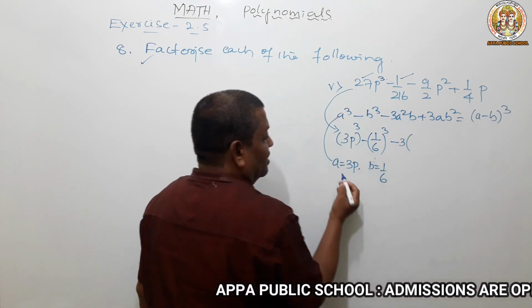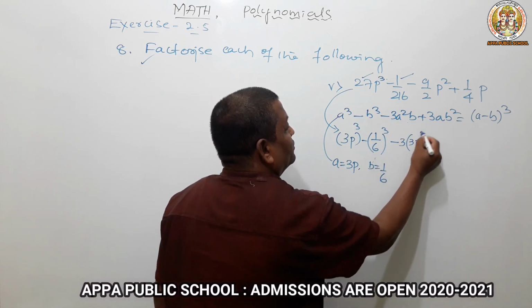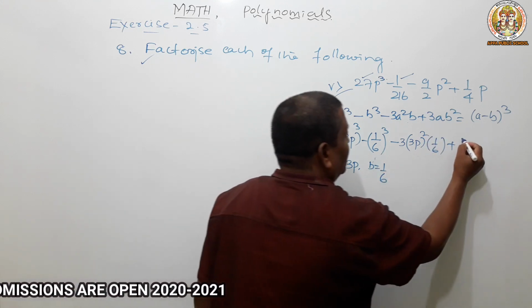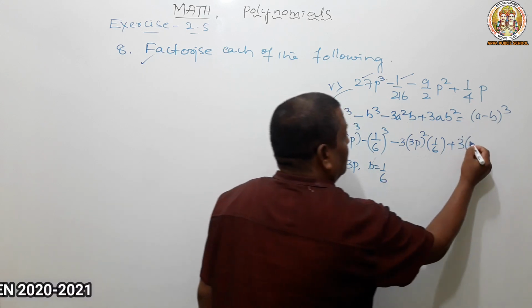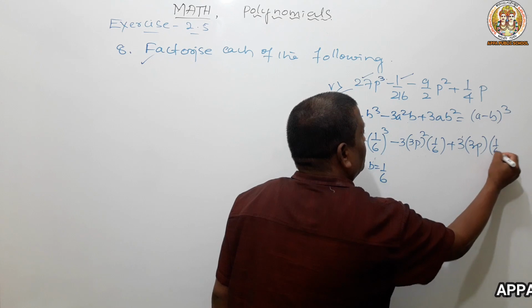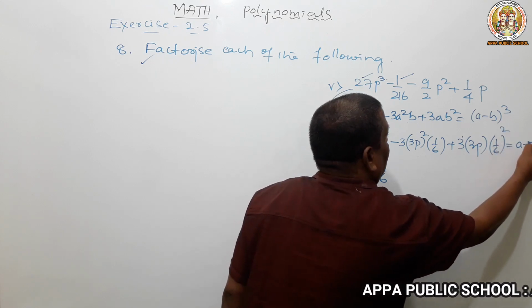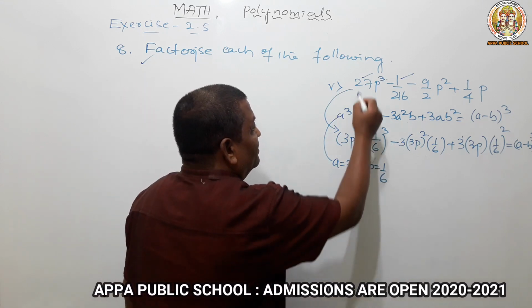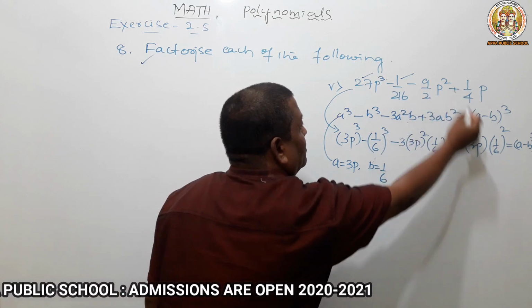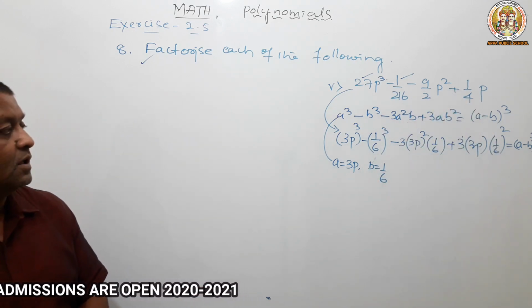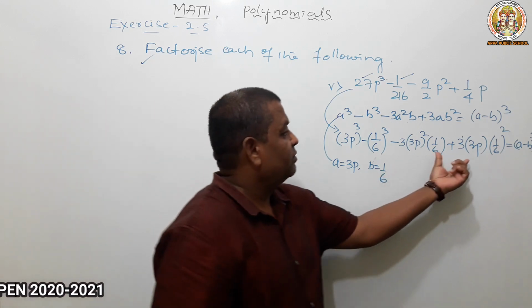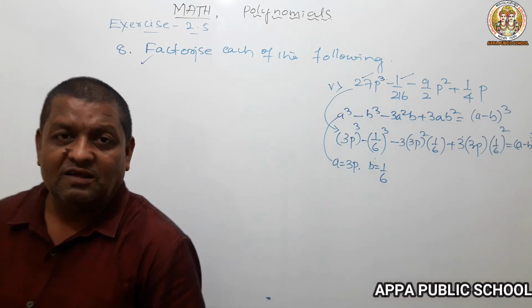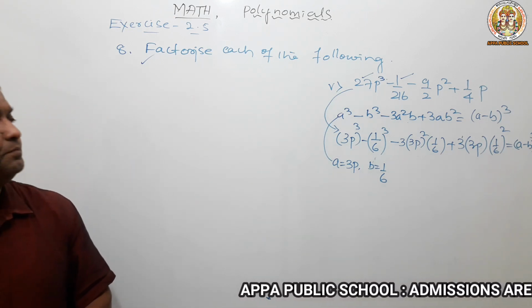See, 3 as it is. a square, 3p whole square, b 1 by 6, plus 3a square b, 3a, 3p, and b square, 1 by 6 whole square. This is as usual our formula a minus b whole cube. Now you observe. If you go back, automatically it will balance the question. So maximum students are facing problems here only: how to convert this question into the formula. So this is the easy method to solve that.